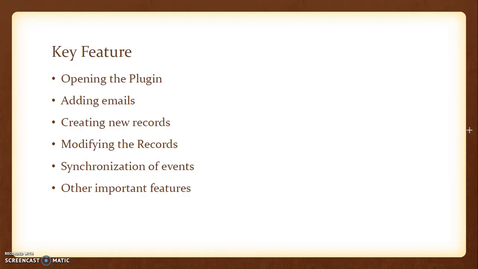So the key features that we're going to discuss in this presentation are opening the plugin, adding emails to Salesforce using the plugin, creating new records, that is creating new opportunities, tasks, events and cases from within the plugin, modifying the records, that is making changes to say phone numbers and other such details from within the plugin, synchronization of events, that is saving all your client meetings or other such events that you might have with clients in Salesforce and Outlook together, and they're going to be synced. And then there are a few other key important features that you need to know. Those are generally just the best practices, so let's stick with it.